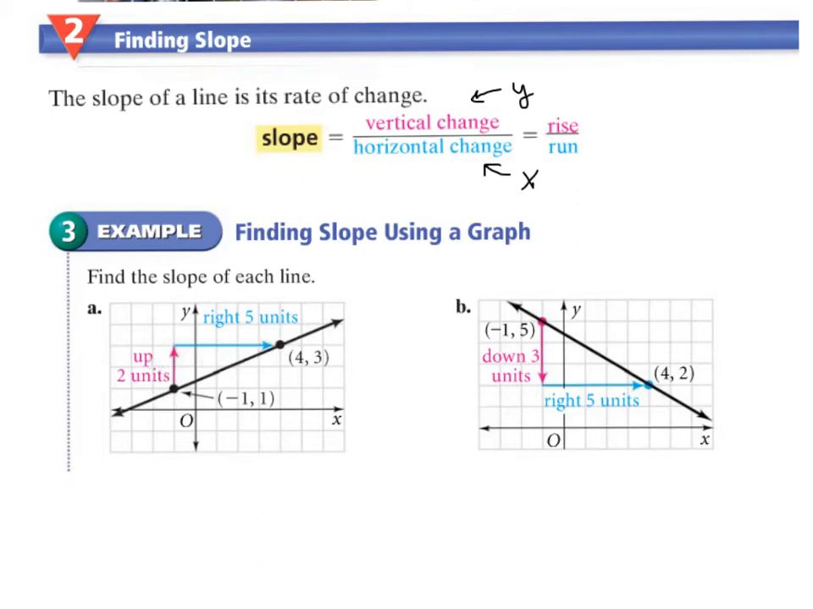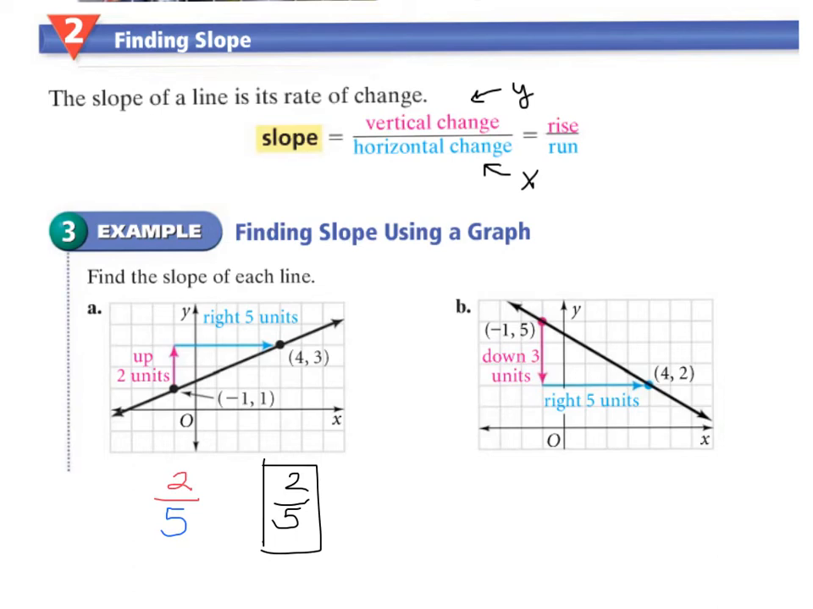What's the vertical change? 2. What's the horizontal change? 5. So therefore, the slope is 2/5. This is a positive slope. Positive goes uphill. This one goes downhill. Downhill, so it's going to be negative.